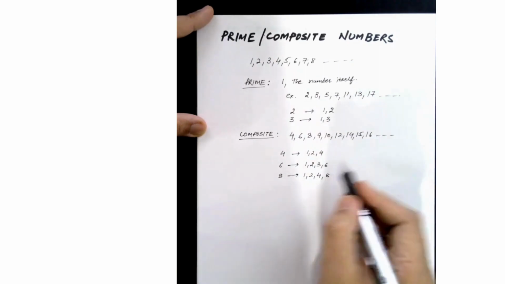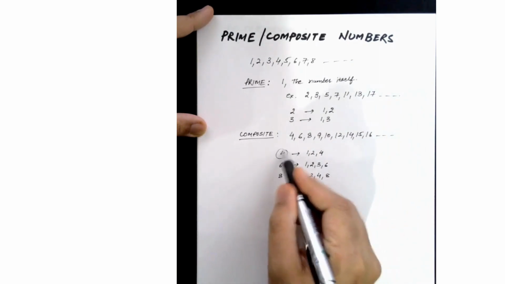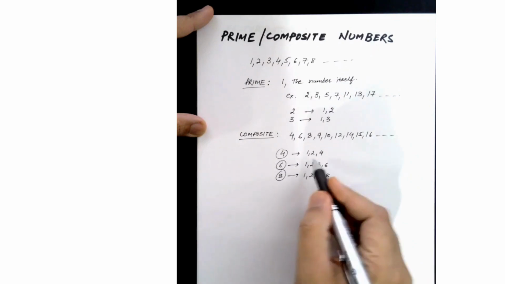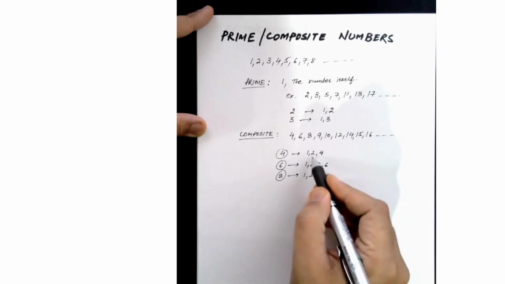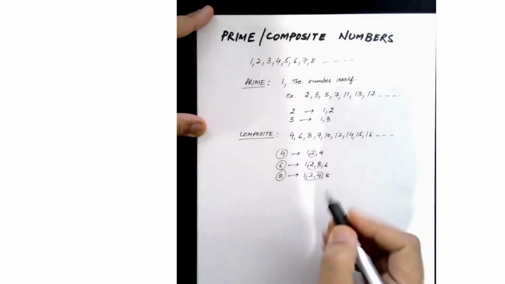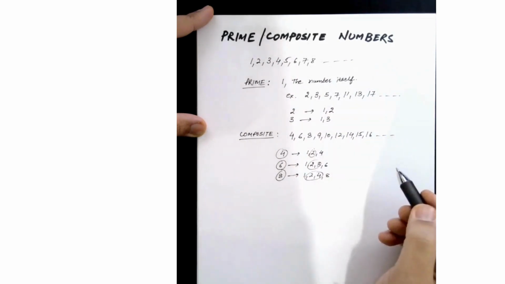So now you can see here these numbers can be divided further by numbers apart from 1 or themselves. Due to this property they are called composite numbers.